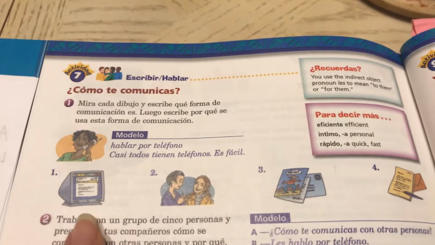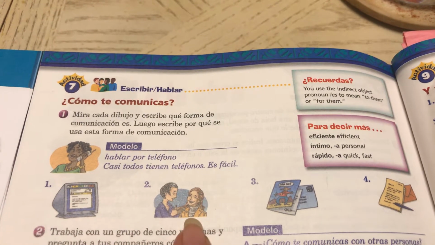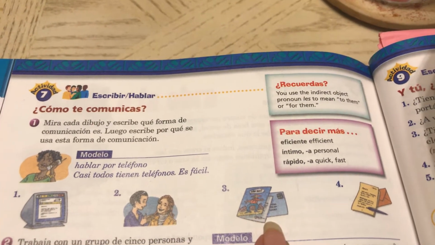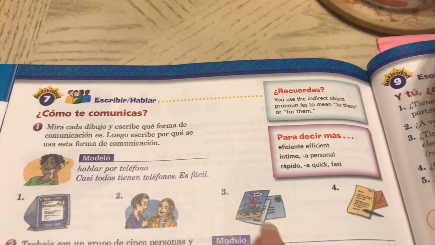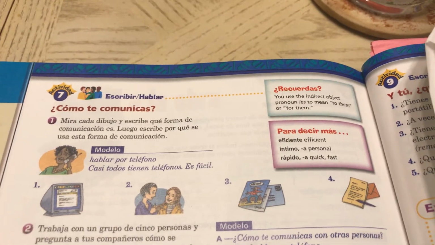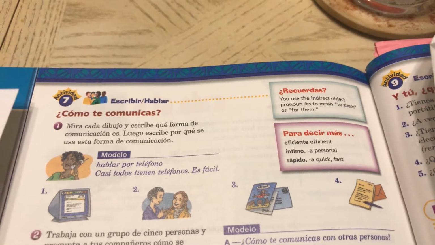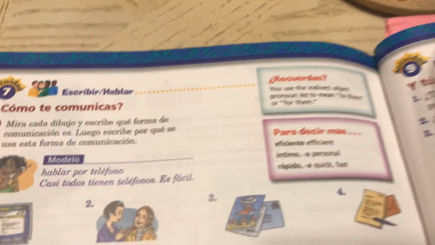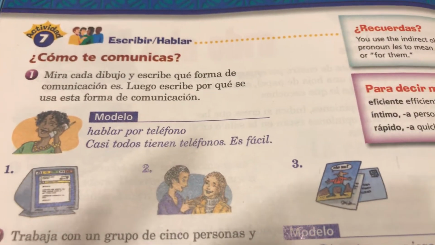So write emails, hablar cara a cara, talk face to face, escribir tarjeta, to write a card, and escribir cartas, write letters. So now that we know what each picture is, let's look at what the example says.